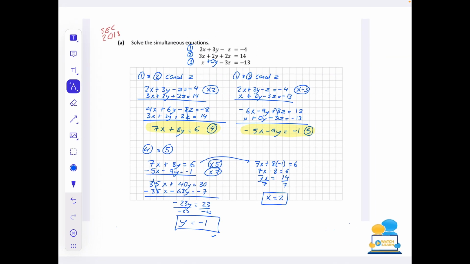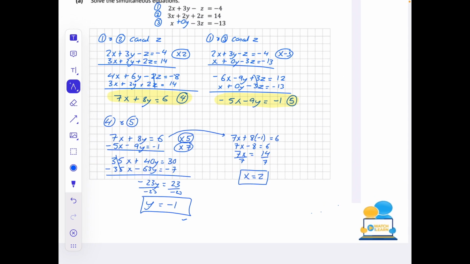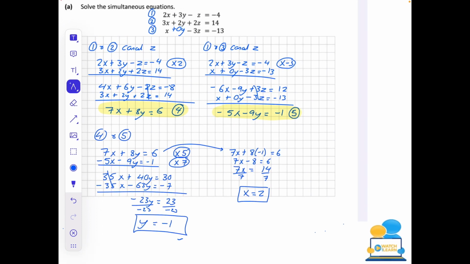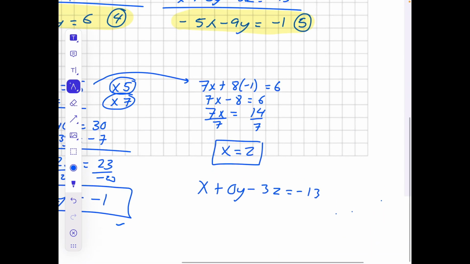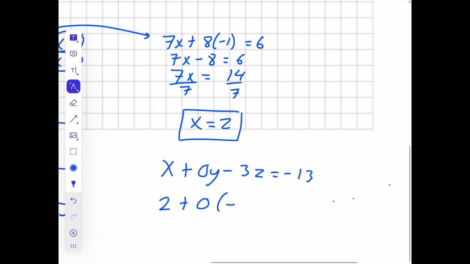And then finally, we need to pick one of the original equations. I'm actually going to go with equation 3 here to solve for z. It doesn't matter. Pick 1, 2 or 3. I think in the last two examples we picked 1, but just to show you can pick any, I'm going to sub it into 3. So we have x plus 0y minus 3z is equal to minus 13. We know x is 2. We know y is minus 1.